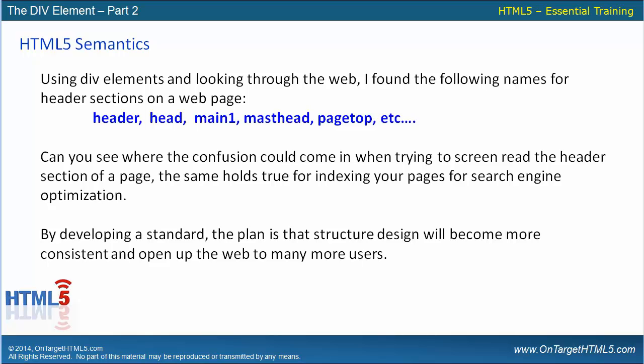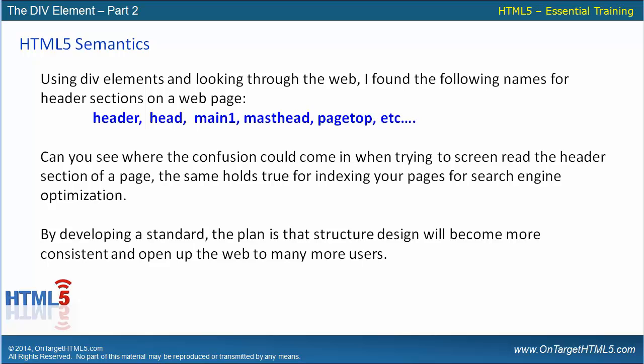So you can imagine a screen reader trying to go through there and pick out what the header elements for that particular web page were. It can become very confusing. And screen readers are very popular for the visually impaired in order for them to use the web. So can you see where the confusion could come in when trying to screen read the header section of a page? The same holds true for indexing our pages for search engine optimization and for navigation. Imagine a screen reader trying to read a navigation section of a web page when there's 40 or 50 different terms that web designers or web developers may use for the div tag to design a navigation section.